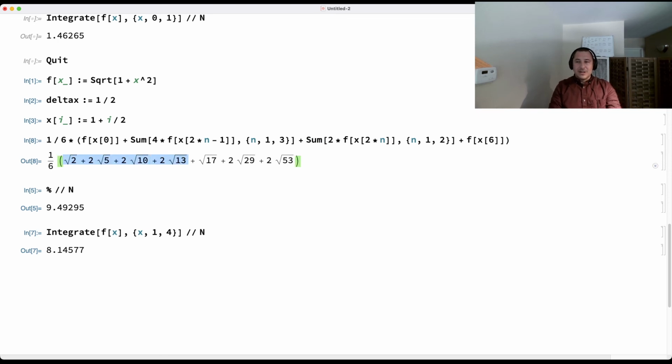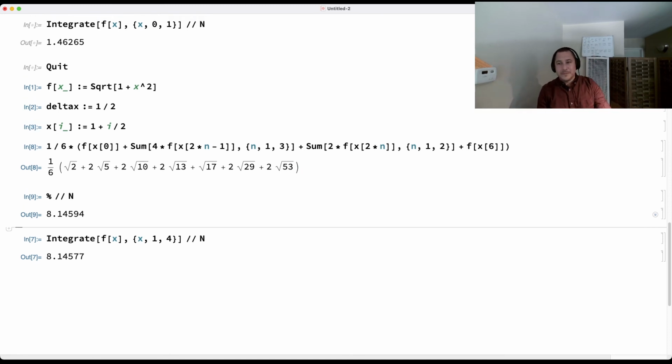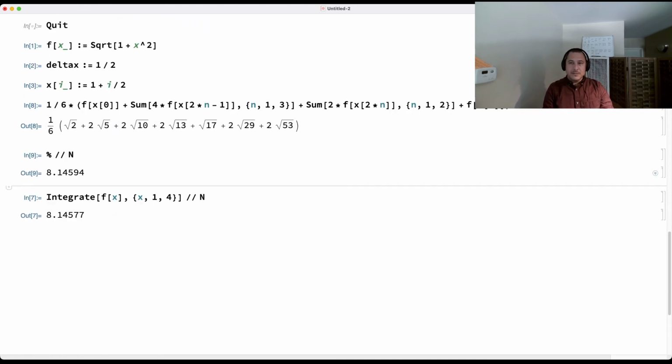Now you see the 6 terms, right? f of x0, f of x1, f of x2, f of x3, f of x4, f of x5, f of x6. And then you rerun it and you get 8 point, okay, there, now they match. So you can see with an estimate with 6 on Simpson's rule, it only differs in the tenths, hundredths, thousandths, tens of thousandths place. So that's pretty close.